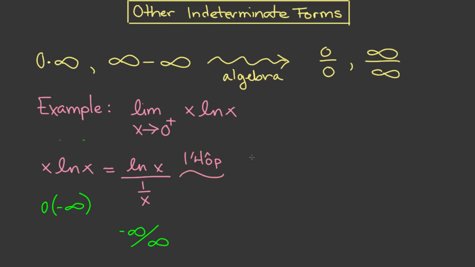The derivative of the top is 1 over x. The derivative of the bottom is negative 1 over x squared. Simplifying, this is negative x, which tends to 0 as x approaches 0 from the right.